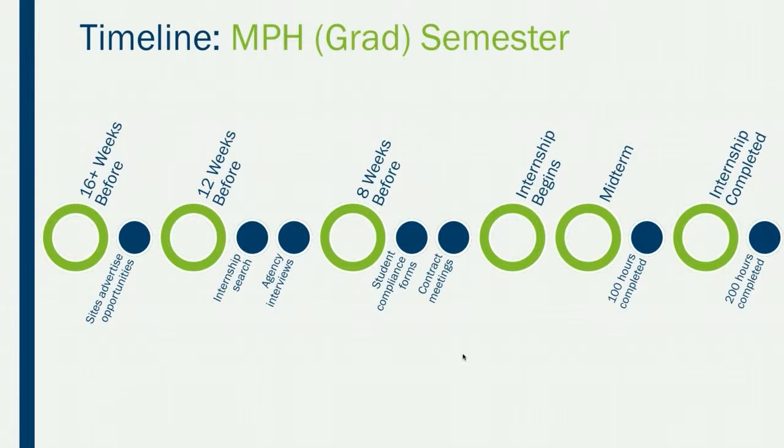And our MPH students actually have to complete 200 hours as opposed to the 100 hours our undergraduate students have to complete. So at their midterm, they should have completed 100 hours, and at the completion of their internship, they will have completed 200 hours. So that is step 4 in a nutshell on how to solicit for interns through offers and advertisements. For more information, please see your site user guide.